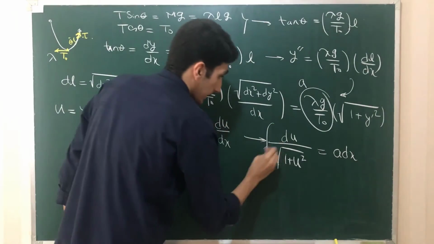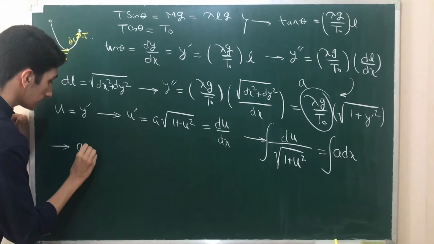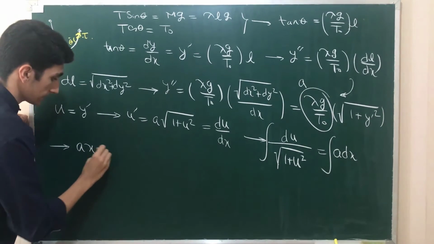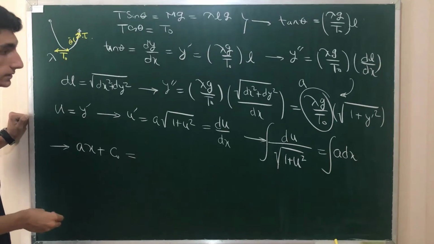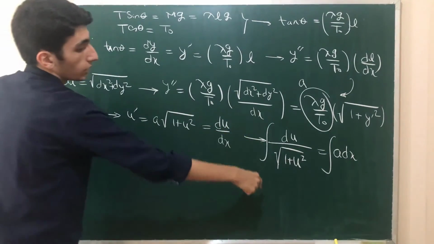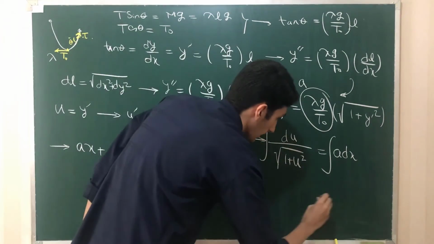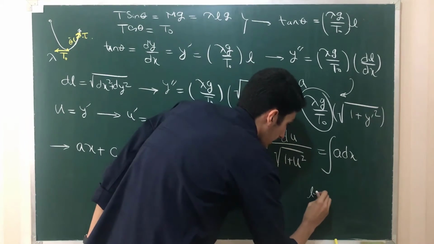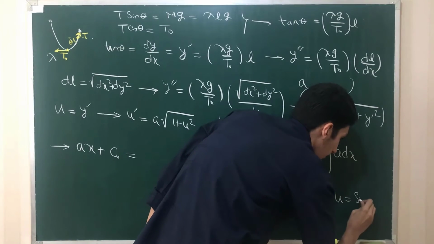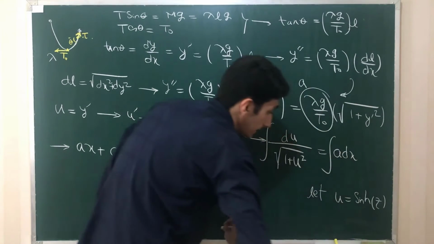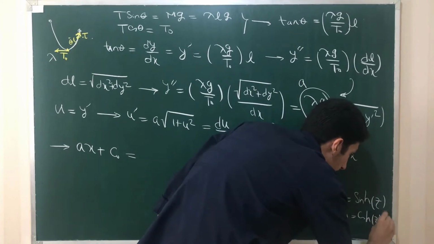If I integrate both sides, I would get that a times x plus some integration constant, c0 I would call it, equals the integral of du over the square root of 1 plus u squared. I'm going to do a substitution. Let u be equal to hyperbolic sine of some variable z. So du would be equal to hyperbolic cosine of z times dz.